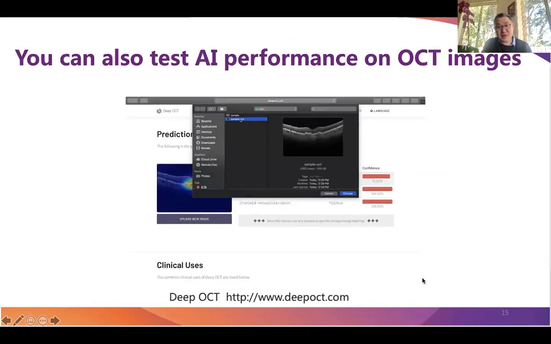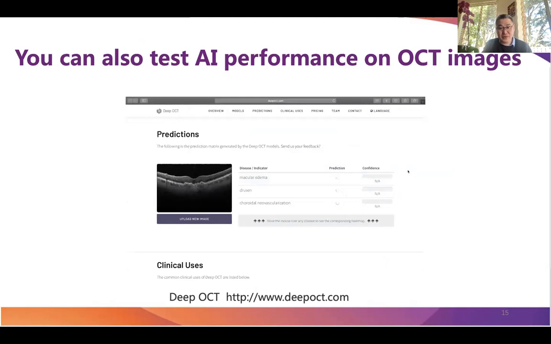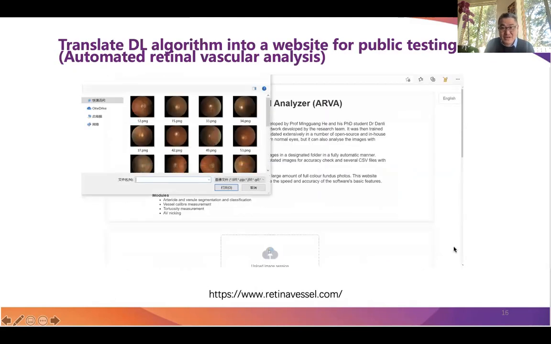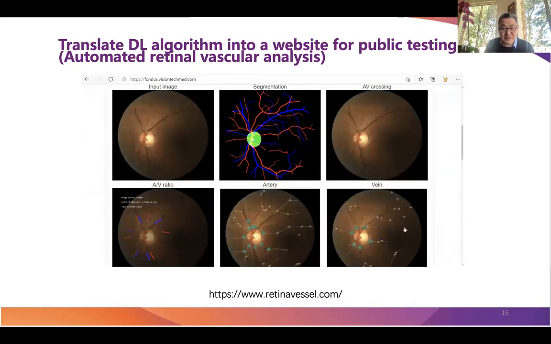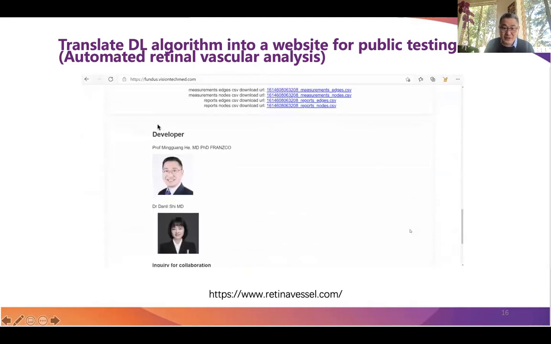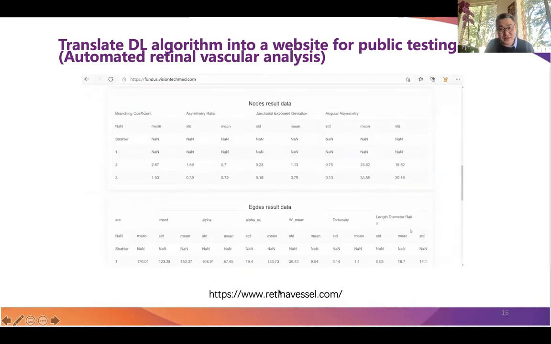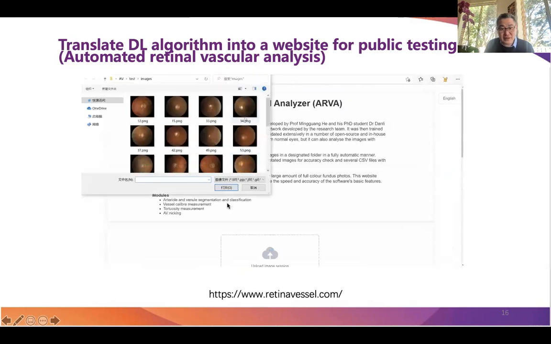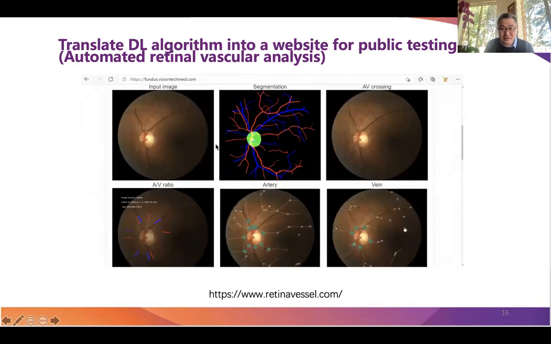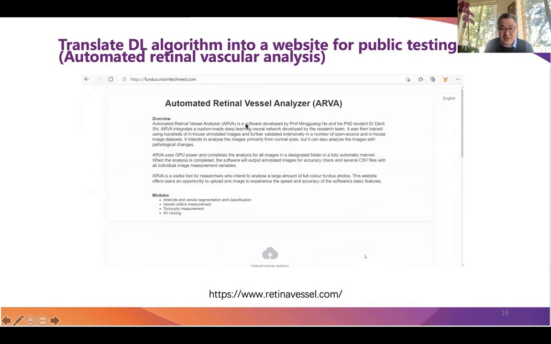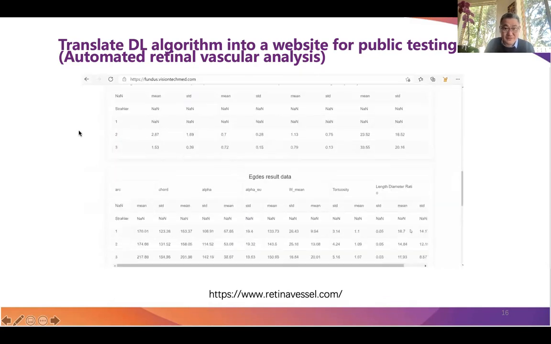We did something similar for OCT scans. Upload an OCT scan, and it can classify in a couple of seconds for macular edema, drusen, and CMV, and also give you a heat map. We did something similar for retina fundus photos. After you upload the image into the website, it generates automatic retina vessel segmentation in seconds, and then also calculates all these parameters.